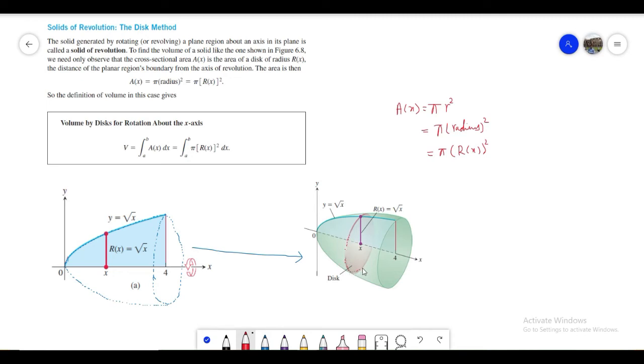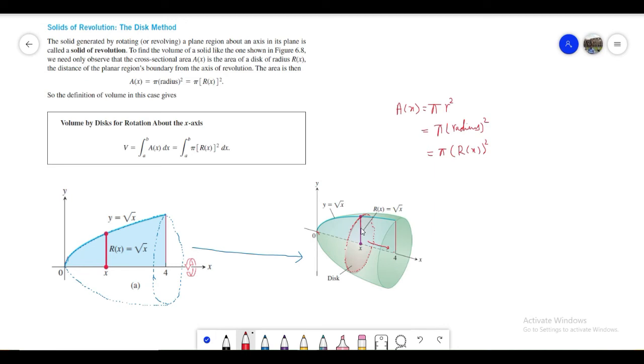This is why we are calling it a disk method, and this disk is not fixed at this point. It is moving along the interval from 0 to 4. As it goes close to 0, the size of the disk gets smaller and smaller. On the other side, as it grows to 4, the size of the disk gets larger and larger.